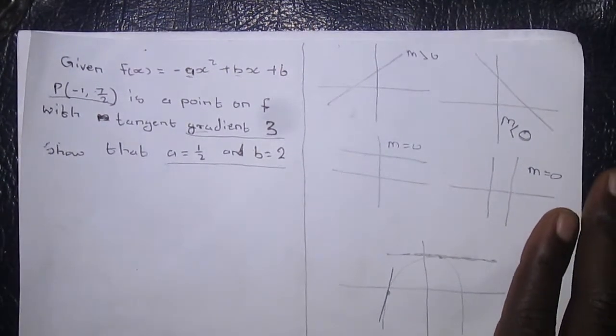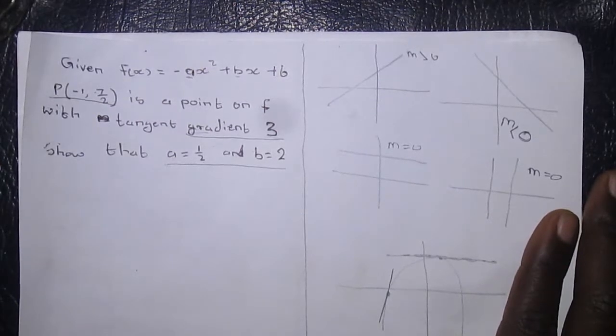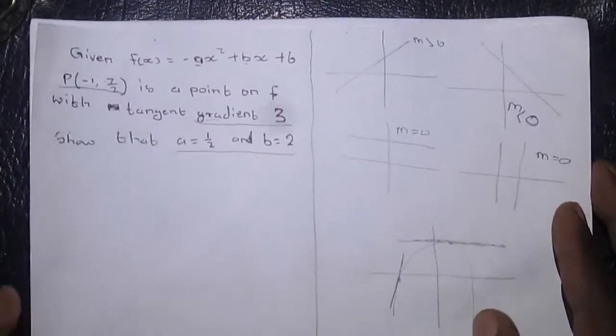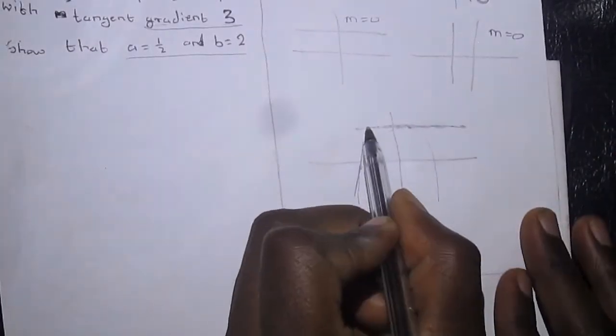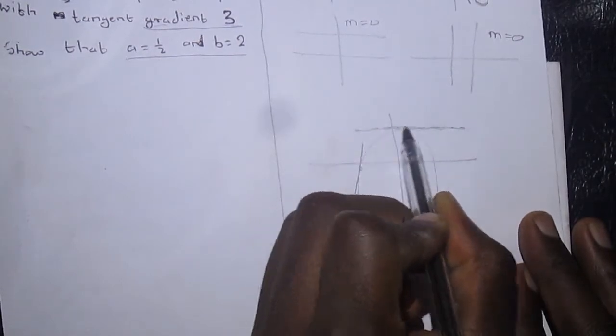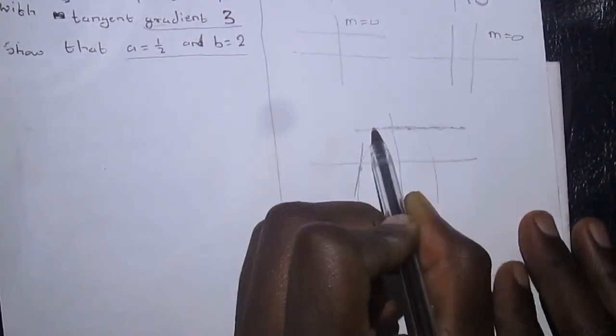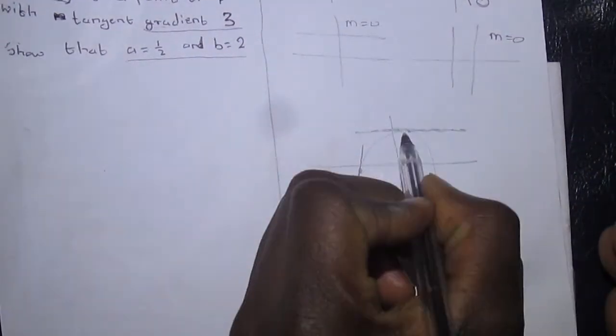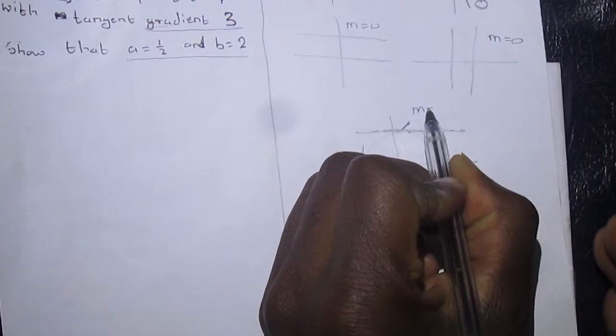Now they say that they have given you a point and a tangent. What do you mean by a tangent? A tangent is a line that touches a graph once. Like this one, right? It touches the graph once. You see this line? You can see that it's horizontal. That means the gradient is 0. Okay, that means here the tangent gradient is equal to 0.